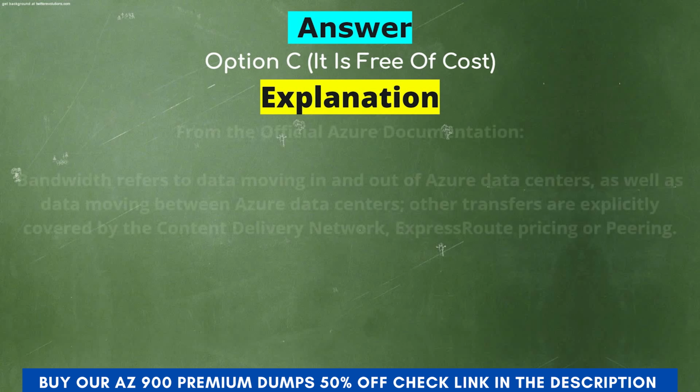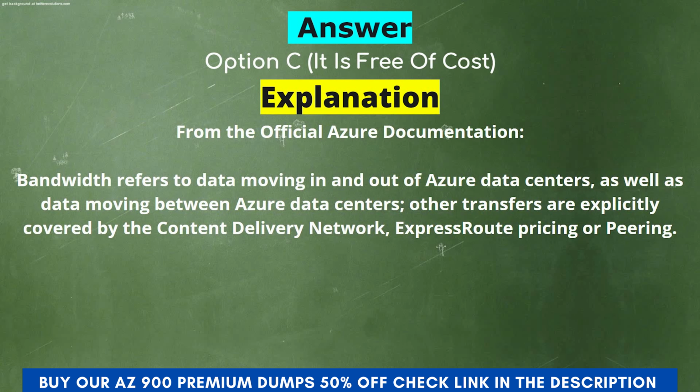Explanation. Bandwidth refers to data moving in and out of Azure data centers, as well as data moving between Azure data centers. Other transfers are explicitly covered by the content delivery network, ExpressRoute pricing or peering.